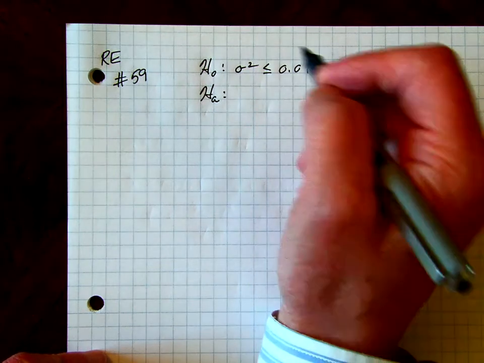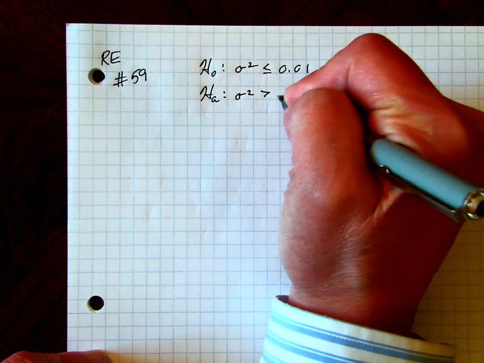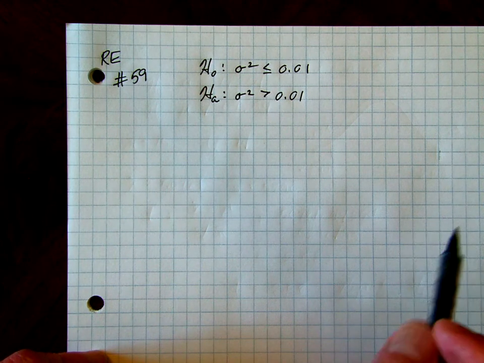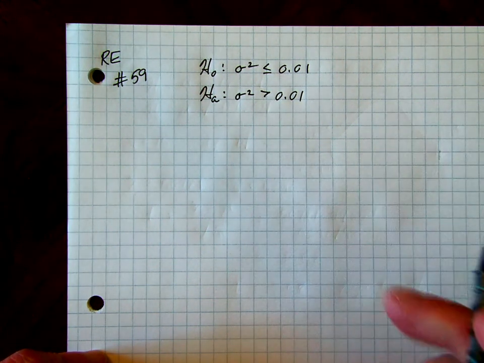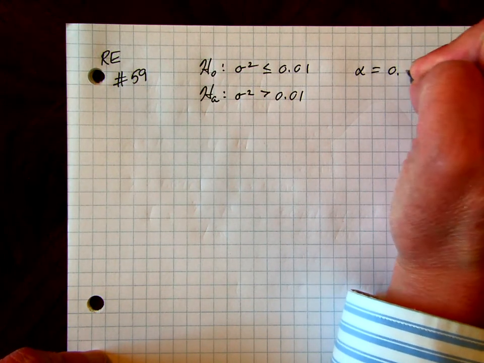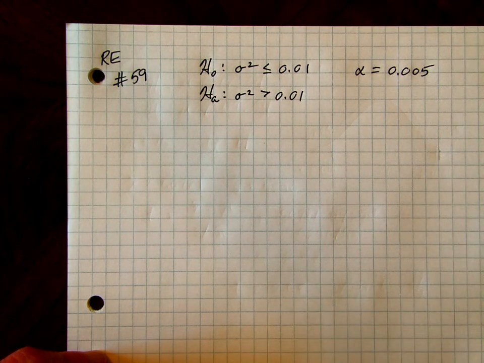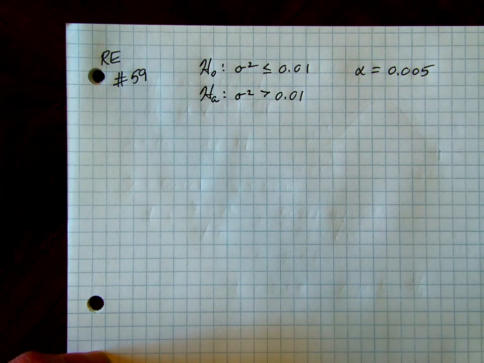What's the opposite of less than or equal to 0.01? It's greater than 0.01. And we have to find out which of these hypotheses we will accept. We'll be rejecting one and accepting the other. The level of significance for this problem, we are told, is, brace yourselves, 0.005. Okay? So that's not 1/2 of 1%. That's 1/2 of 0.01. Okay? So it's 1/2 of 100th.